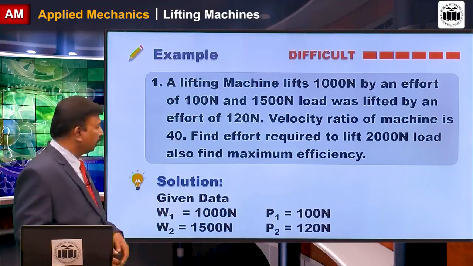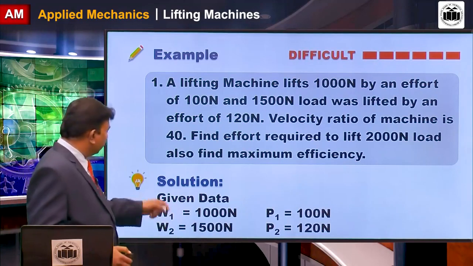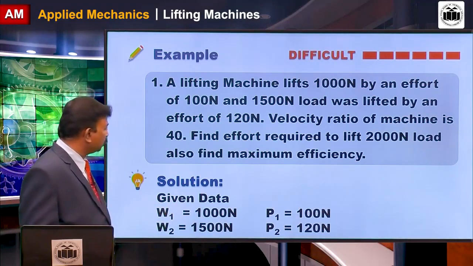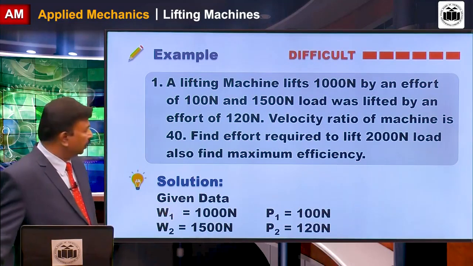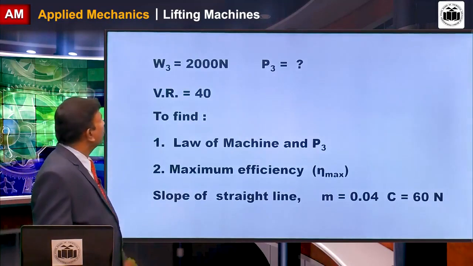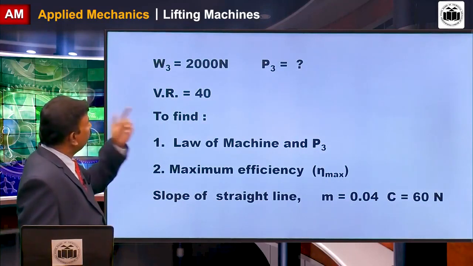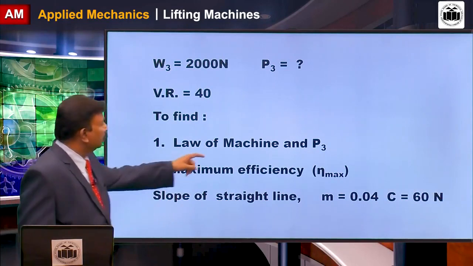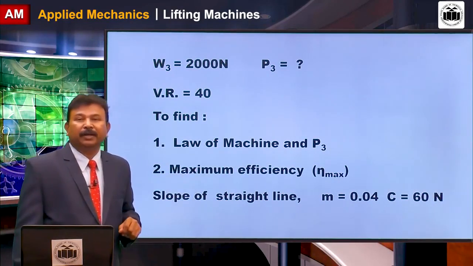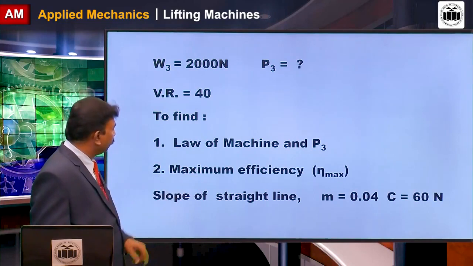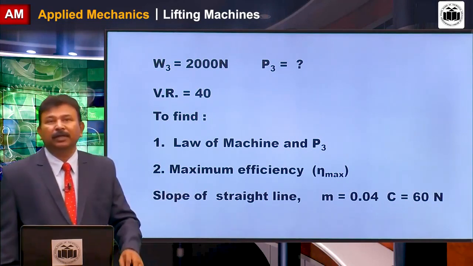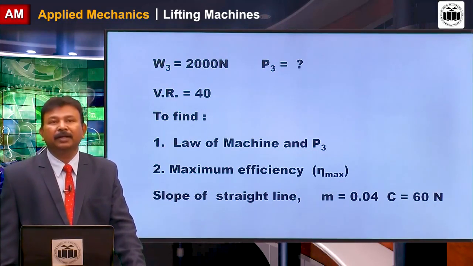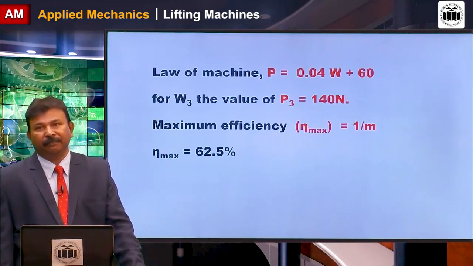Now in the first example, data given is W1 is 1000 Newton, W2 is 1500 Newton, P1 is 100, P2 is 120, W3 is 2000, P3 is unknown, velocity ratio is given. Now our objective is to find out the law of machine and maximum efficiency. So first of all, find out the slope of the straight line. It comes out to be 0.04 and C comes out to be 60.